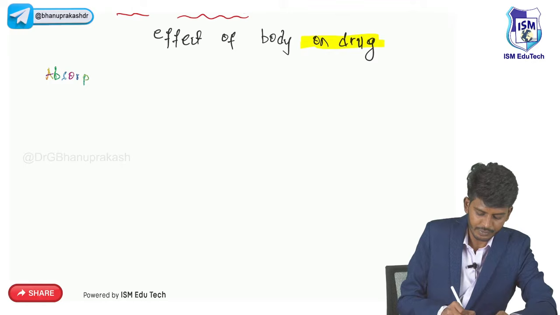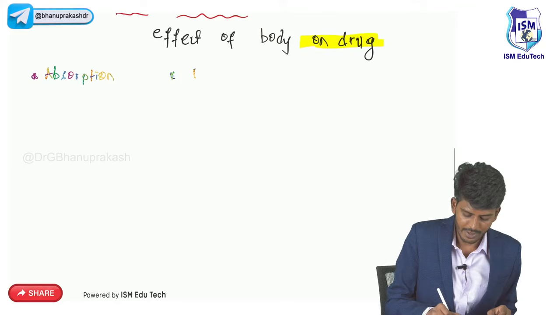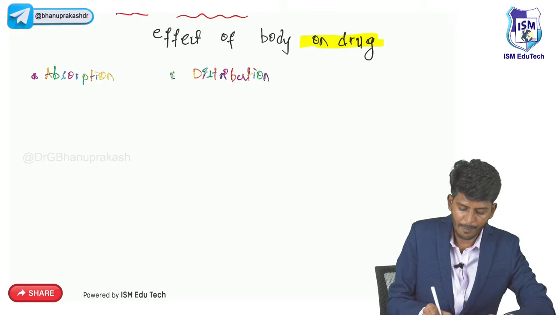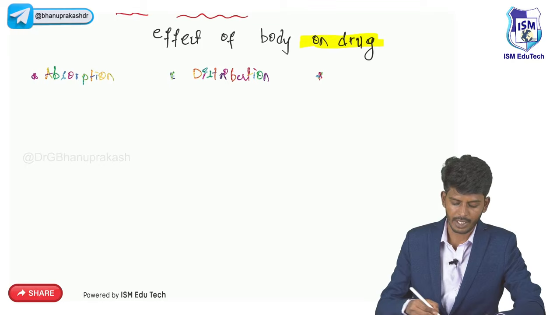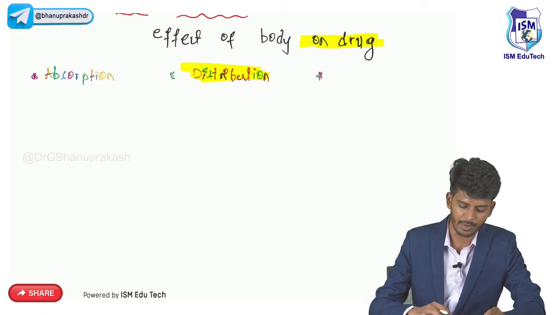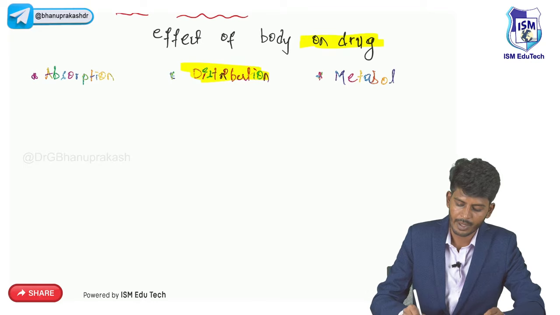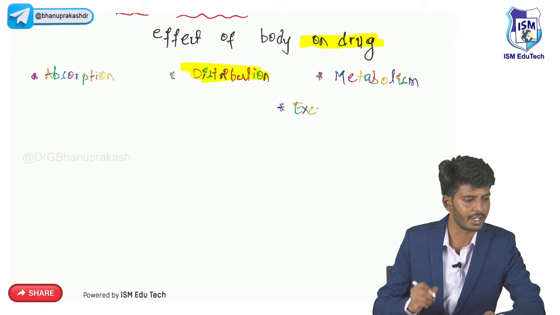Absorption. Okay. Apart from absorption, what can it do? After absorption, the drug came into the body, then the drug has to get distributed all over the body. We call it distribution. Now, after distribution, it will do its work, but the important thing is that distribution is all over the body. Then you are going to look at metabolism of the drug. And the last one to be said is excretion.